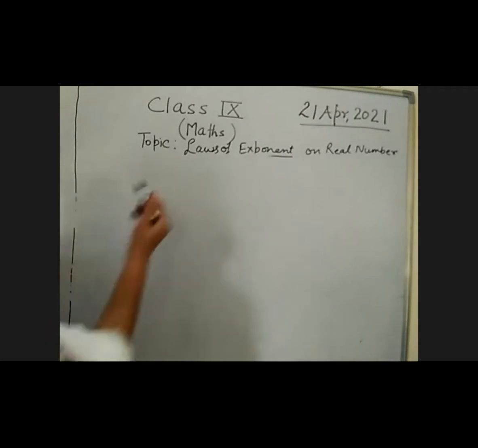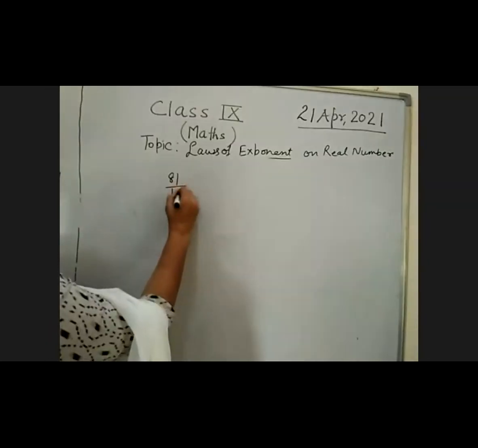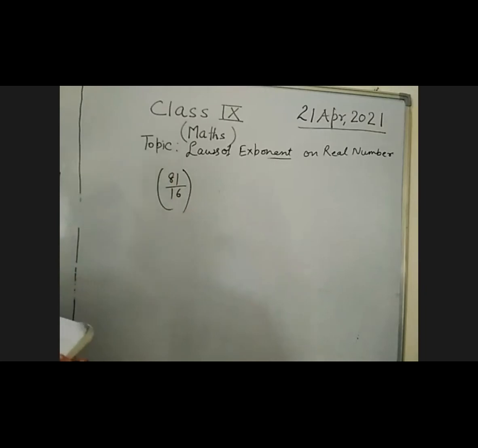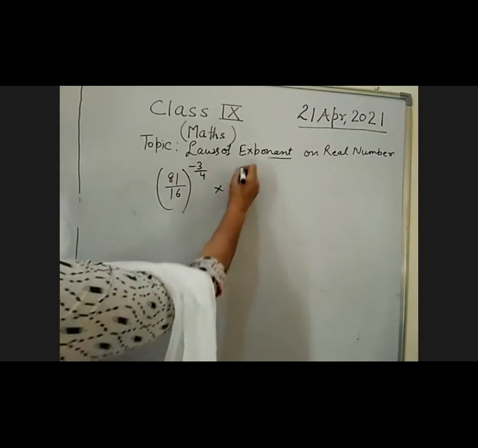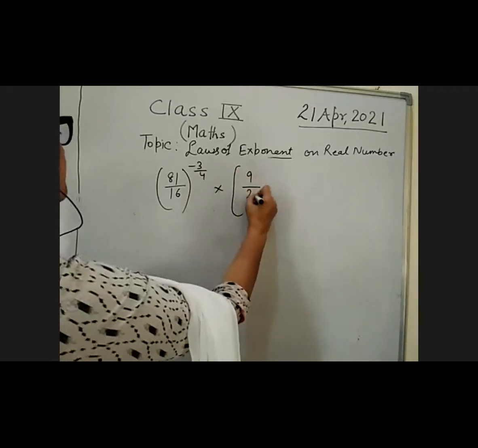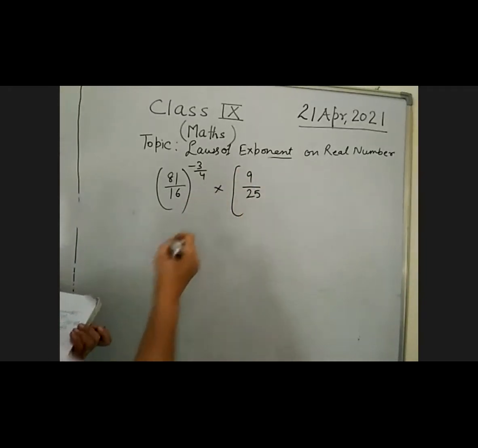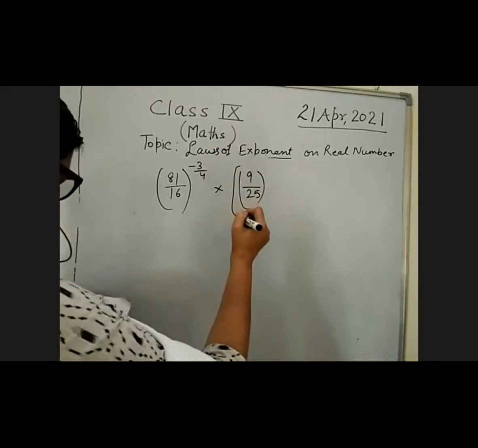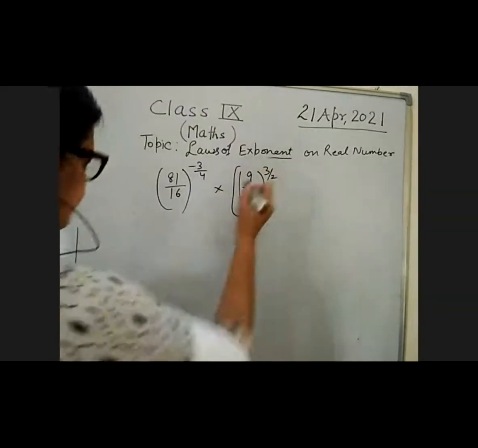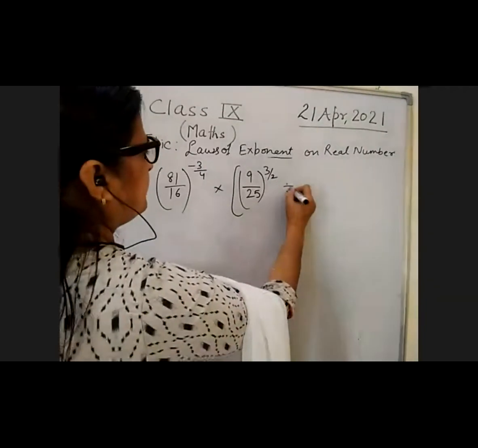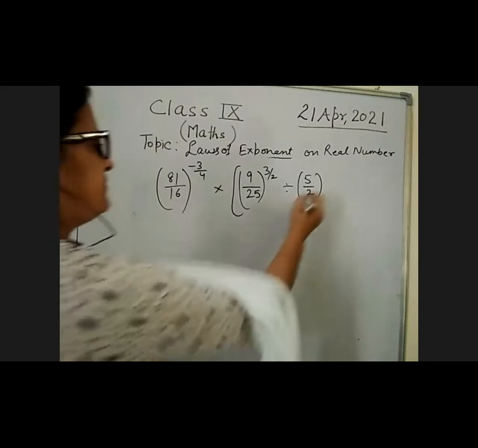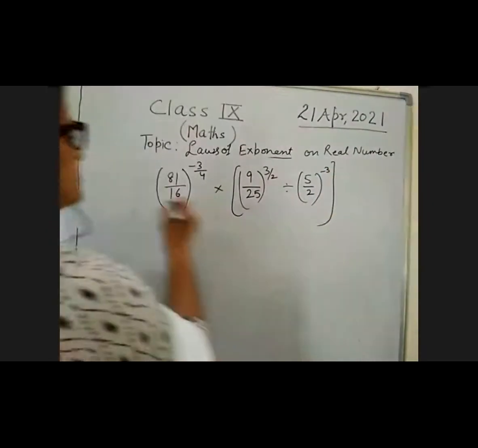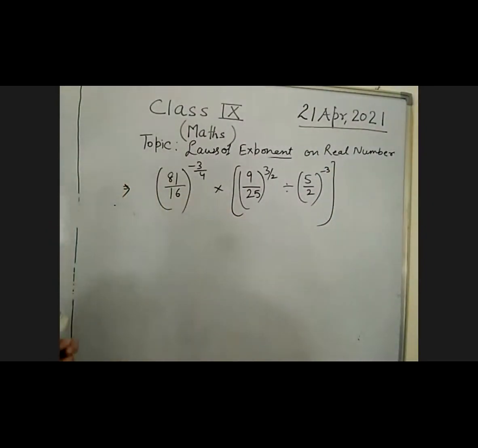Now your question is 81 upon 16 raised to the power minus 3 upon 4, multiply 9 upon 25 raised to the power 3 upon 2, divide by 5 upon 2 raised to the power minus 3. This is your question. Okay. Now how you will solve this question?